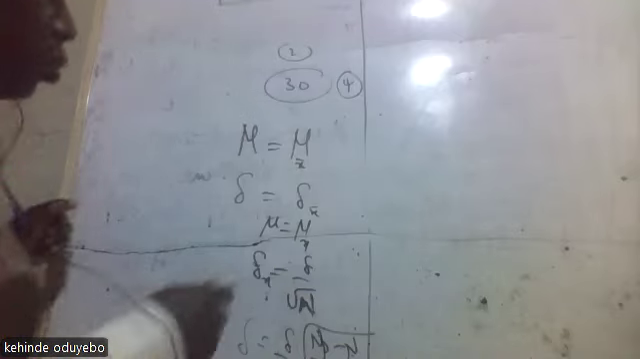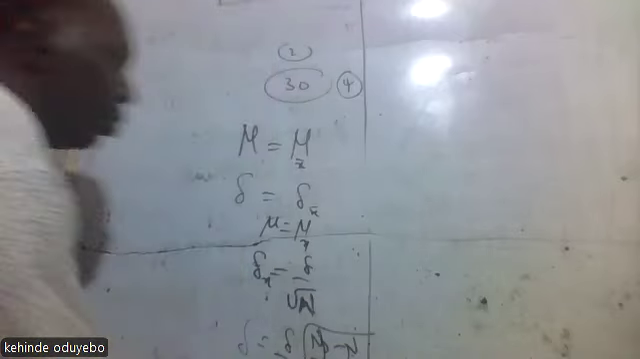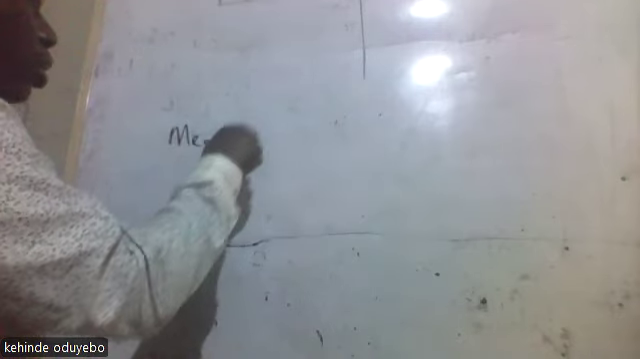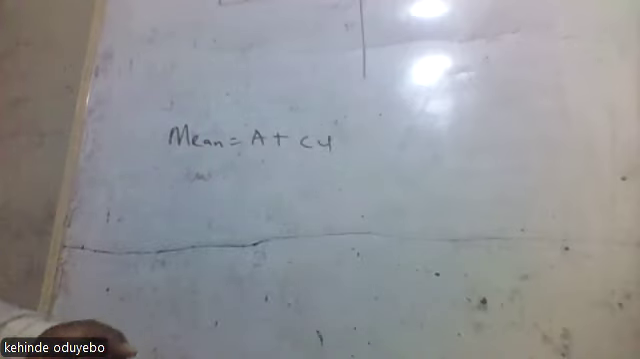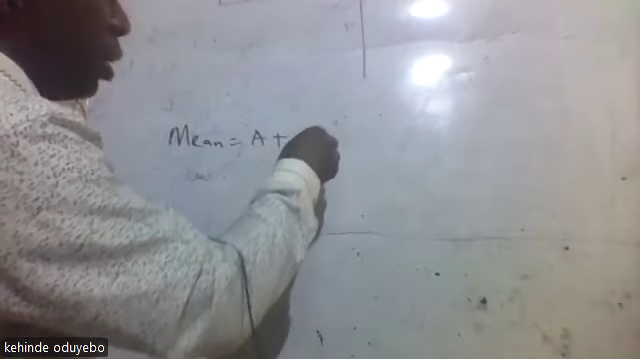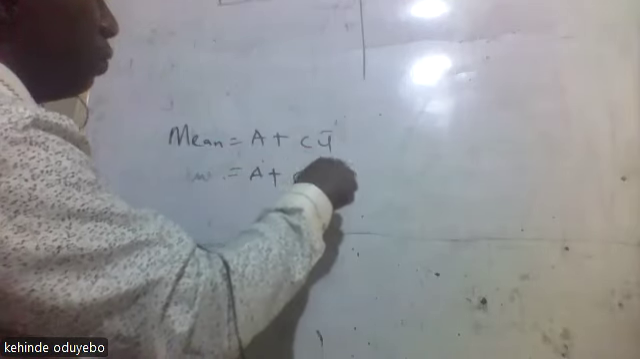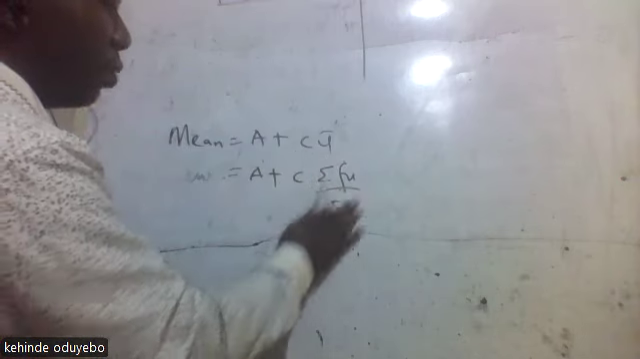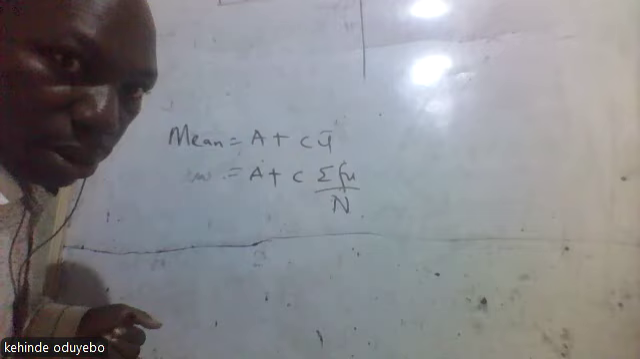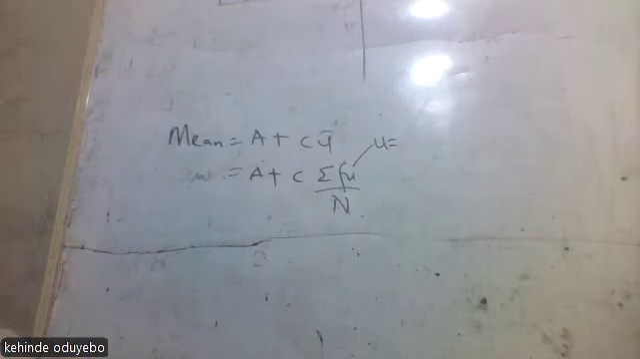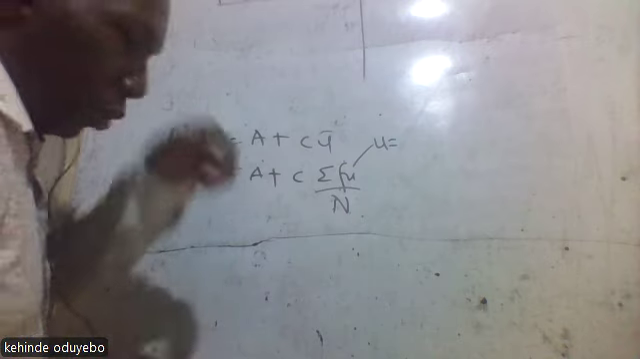When we want to use the assumed mean method, or the coding method, mean equals A plus C into summation F of U over summation F, isn't it? Or you write this one as N, isn't it? Can you remember where your U is your what? What's the formula for U?